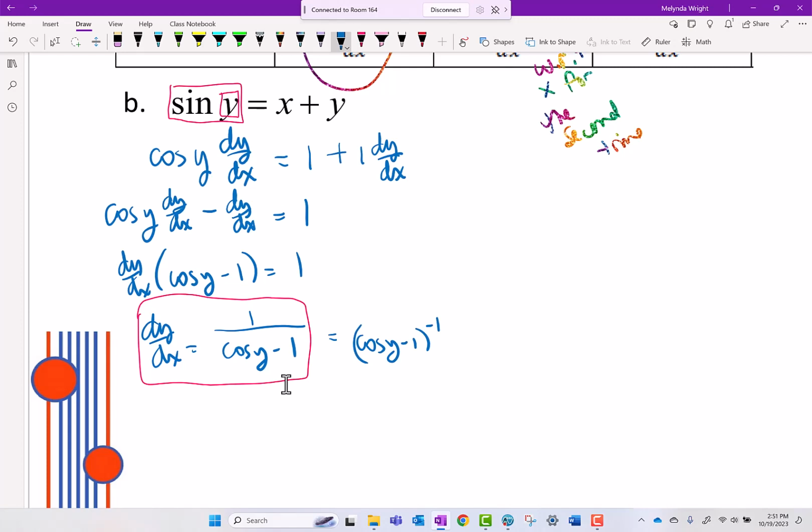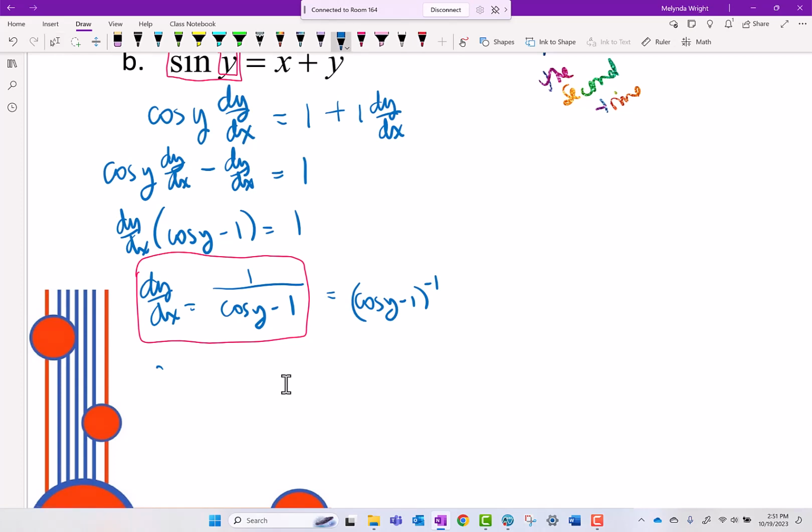All right, so here we go. So we've got d2y over dx2 equals. I'm using that kind of notation. Do you have to? No. I'm just telling you it would be helpful if you did with things like this. So now we're going to do a power rule, actually a chain, a power chain. I'm going to bring the negative 1 down. I'm going to copy paste the inside, cosine y minus 1. I subtract 1. Negative 1 minus 1 is negative 2.